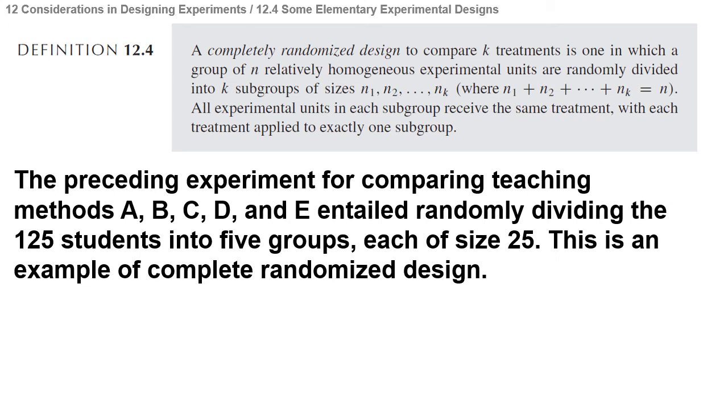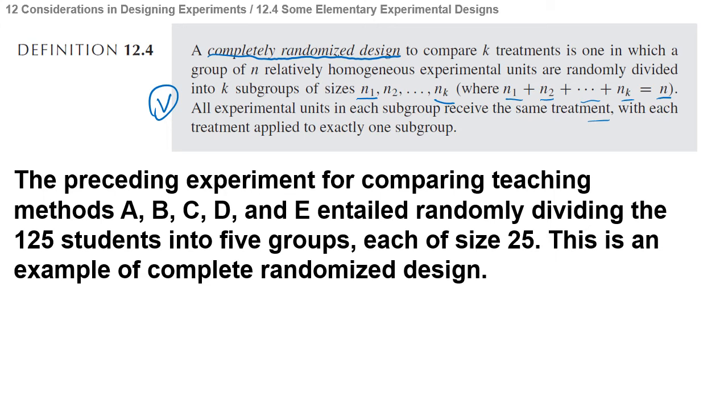Let's move on to definition 12.4. A completely randomized design to compare K treatments is one in which a group of n relatively homogeneous experimental units are randomly divided into K subgroups of size n1 to nk, where n1 plus n2 plus ... plus nk is n. All experimental units in each subgroup receive the same treatment, with each treatment applied to exactly one subgroup. So this is the definition of the completely randomized design.